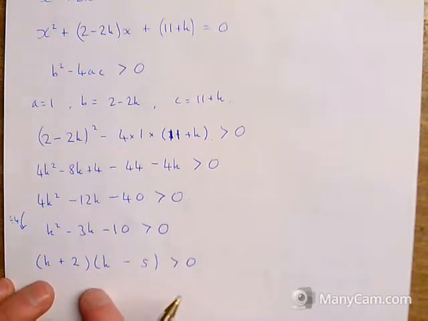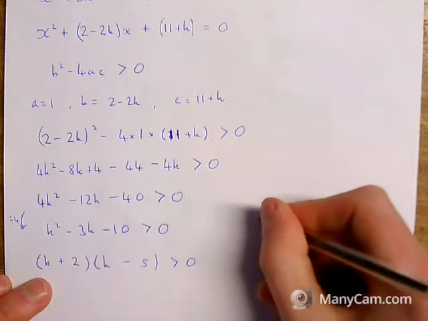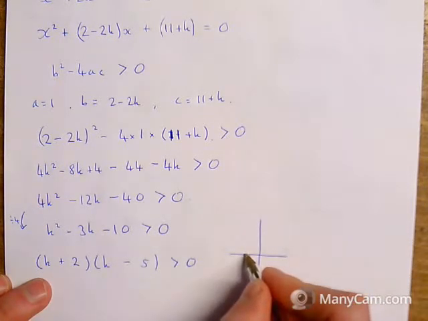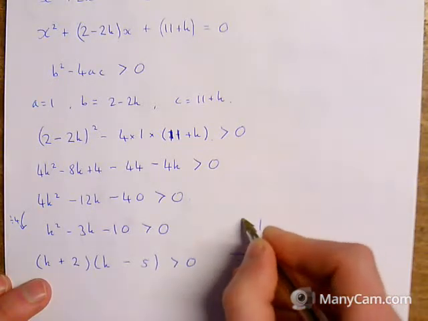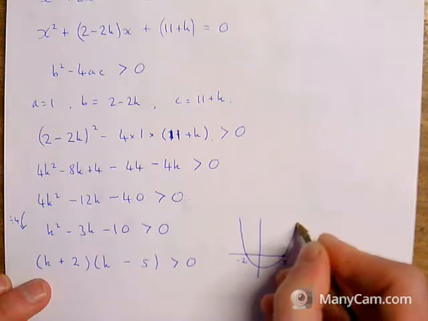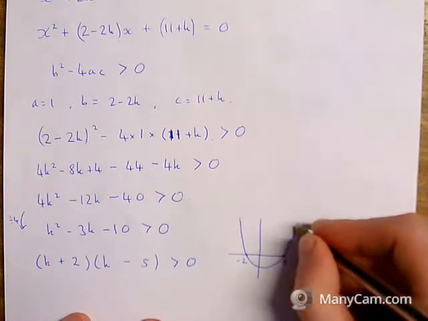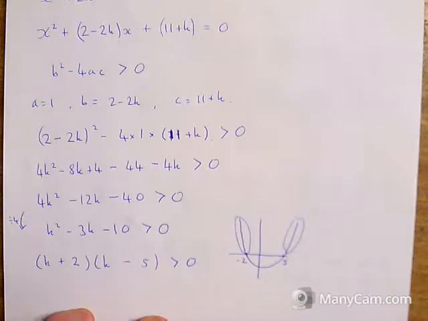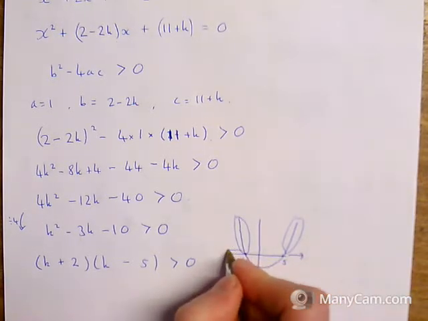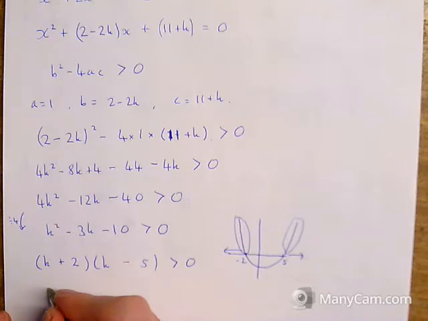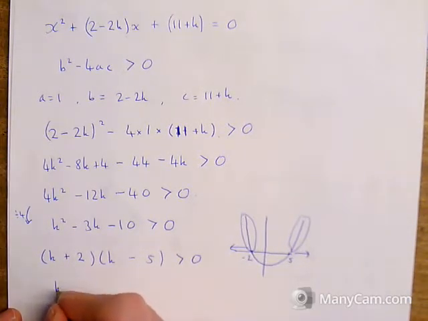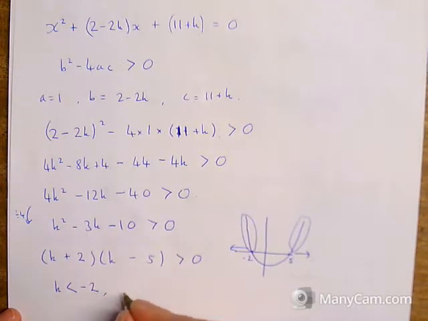At this point we need to check that our inequality signs go round the correct way when we solve it. If I sketch this graph with it being equal to 0, then my curve is going to go through minus 2 and through 5. So my curve is going to look something like that. We want it when this equation is greater than 0, as in when it's above the x-axis. So we want this part here and this part here. So we want when it's greater than 5 and when it's less than minus 2. So going back to our inequality, k has got to be less than minus 2, or k has got to be greater than 5.